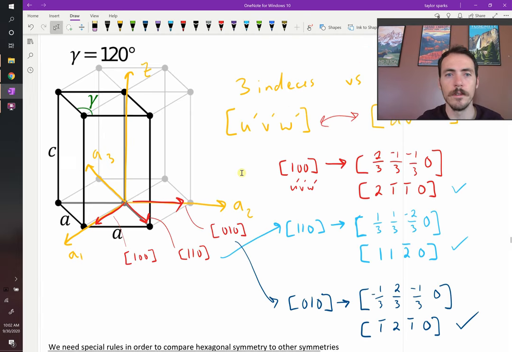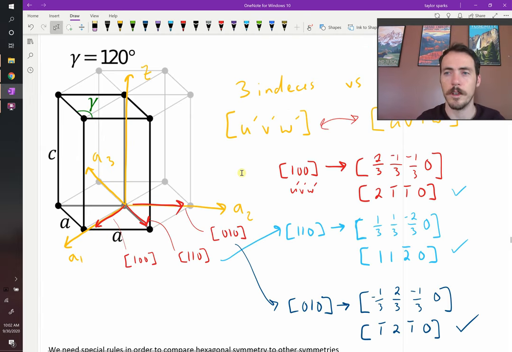I think that it's useful if you're getting into a field of material science where you're going to be talking about families of directions and you want to find them all. Otherwise, I don't think you'll commonly use it, but that is how you would use it if you needed to.